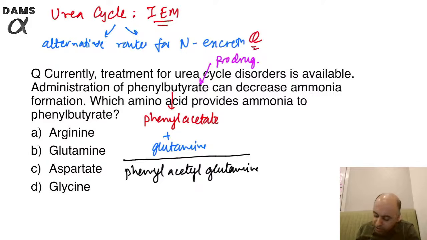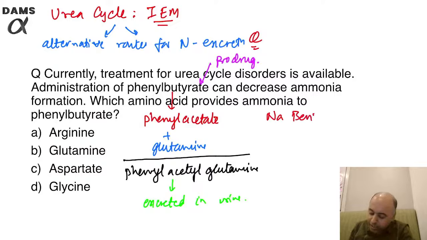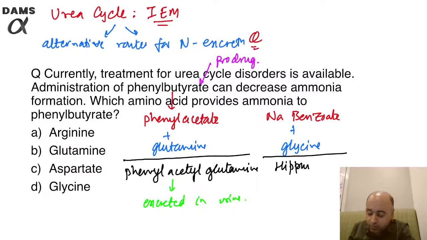Because this is freely water soluble, this will be excreted in urine. Similarly, you can have another molecule by the name of sodium benzoate. Sodium benzoate can combine with glycine. Once it combines with glycine, it will form hippuric acid. Hippuric acid is also freely water soluble, and therefore it is also excreted in the urine.